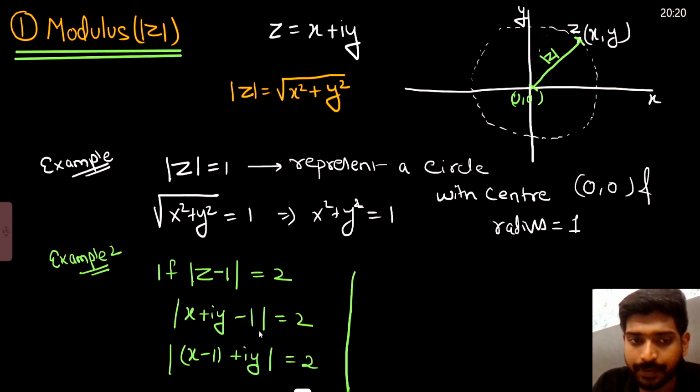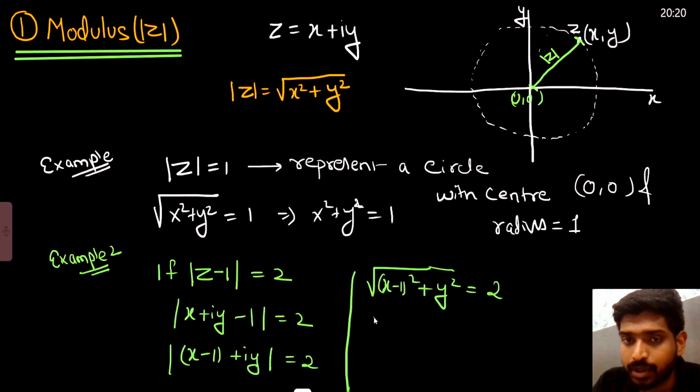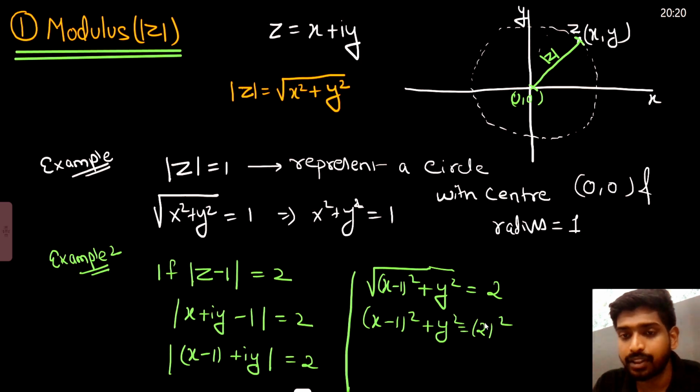Or if we solve this one, what is the modulus? How to find? The real part square plus imaginary part square under root: under root of x minus 1 whole square plus y square is equal to 2. Or if you do squaring both sides, you will get x minus 1 whole square plus y square is equal to 2 square. So what is this? This is the equation of a circle, with center.